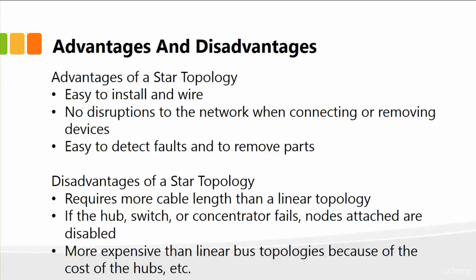So if the hub, switch, or the concentrator fails, the nodes attached are disabled. So if something actually happens to that centralized device, that's a problem. It's also more expensive than linear bus topologies because of the cost of the extra peripheral devices such as hubs and switches. And we'll talk about hubs and switches later on in a different lesson, but here just understand the basic concept and the advantages and disadvantages of the star topology.